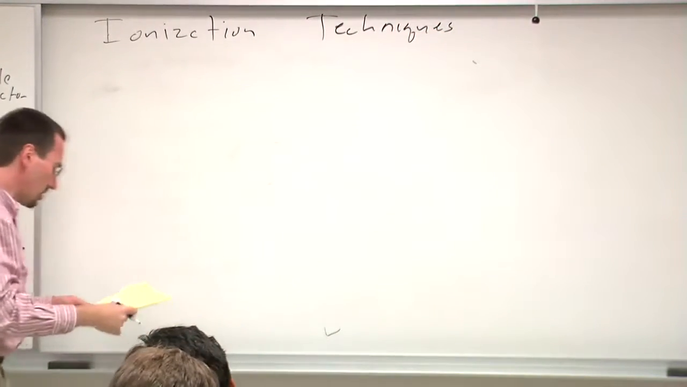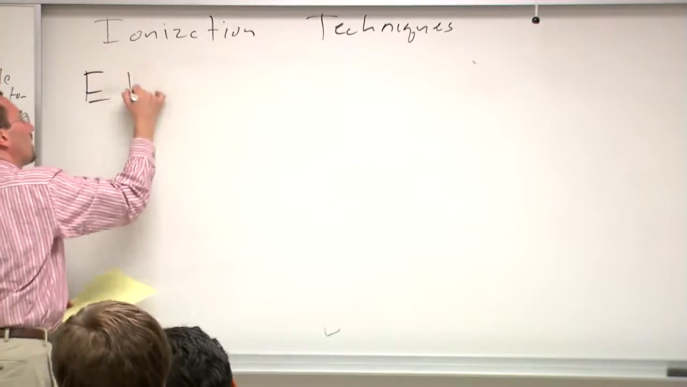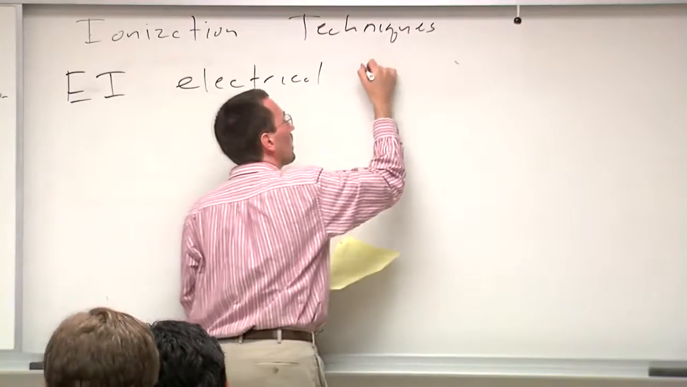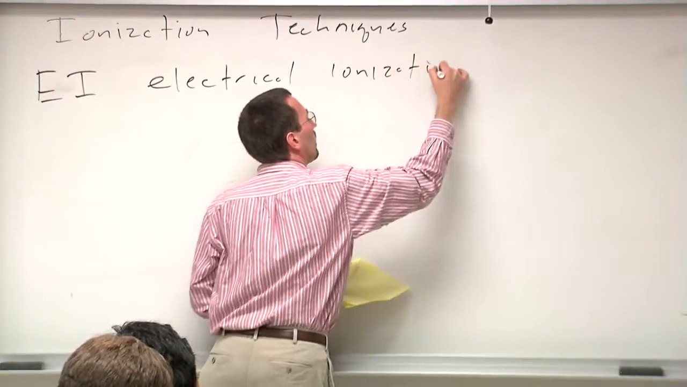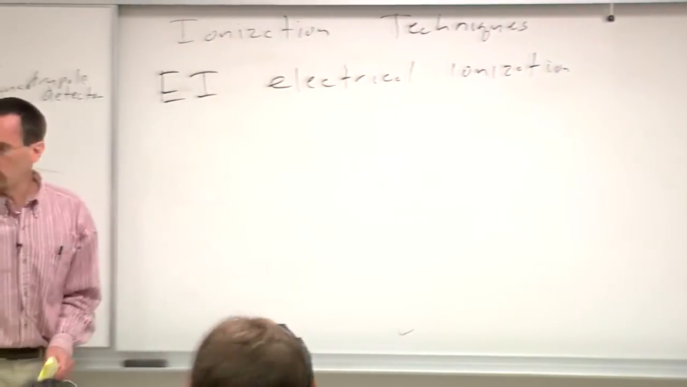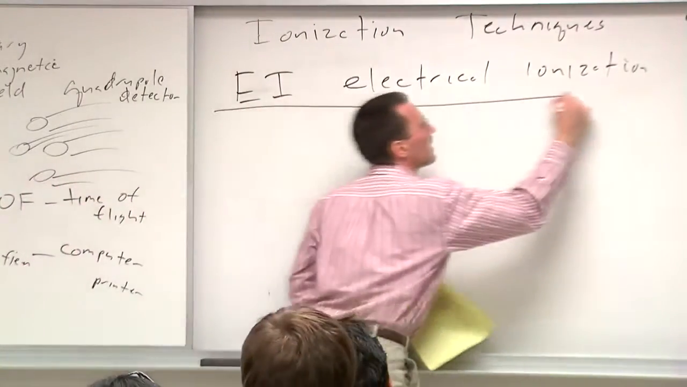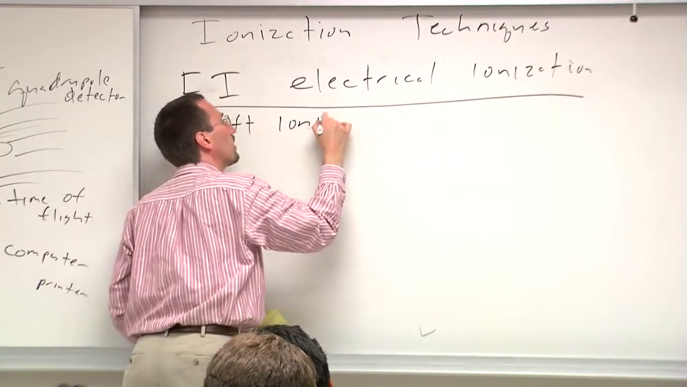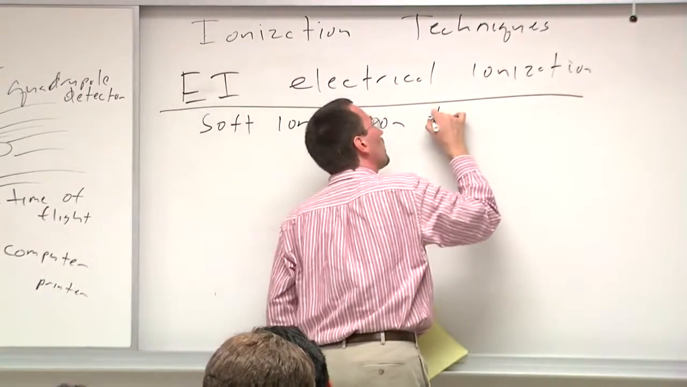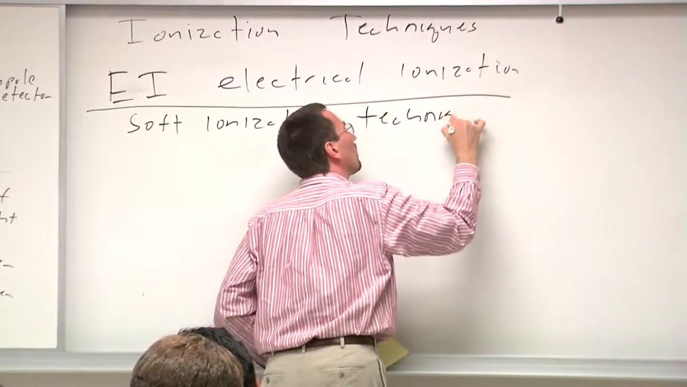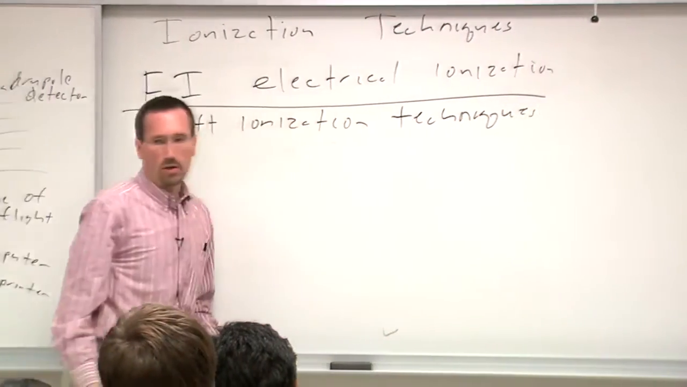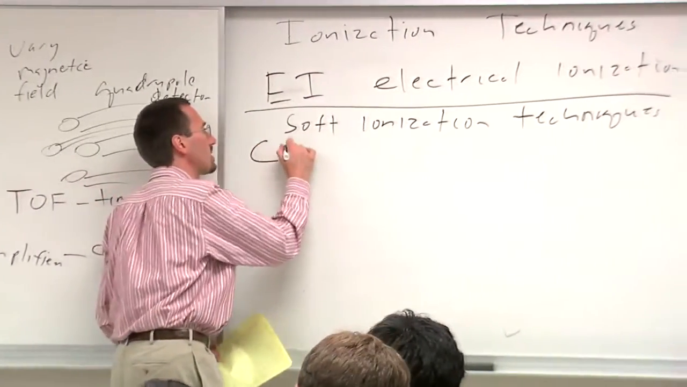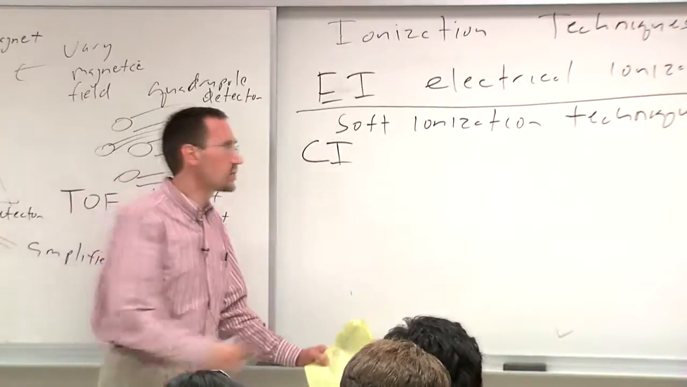So in addition to EI mass spec, electron ionization, there are a bunch of techniques that are called soft ionization techniques that are less prone to fragmentation. The first developed is CI, or chemical ionization.